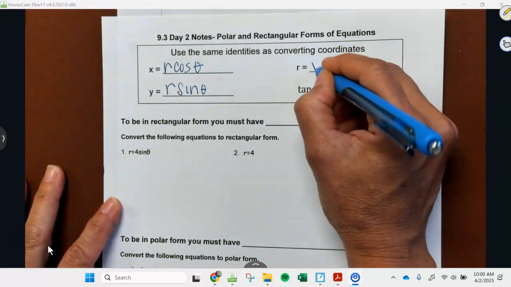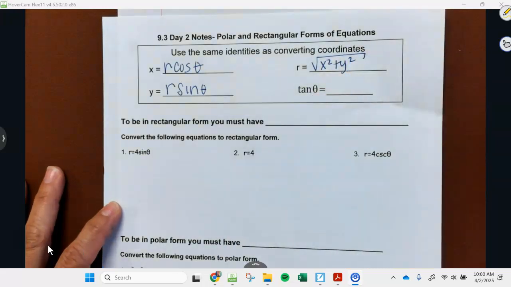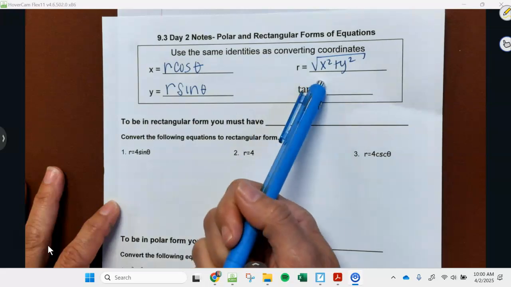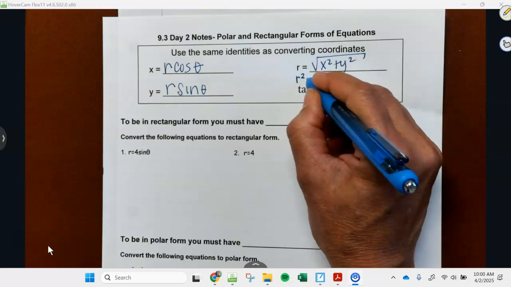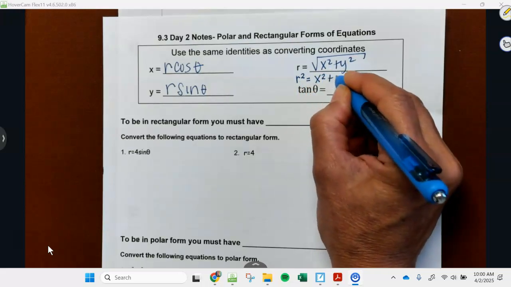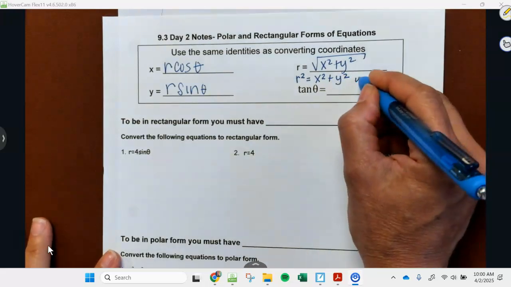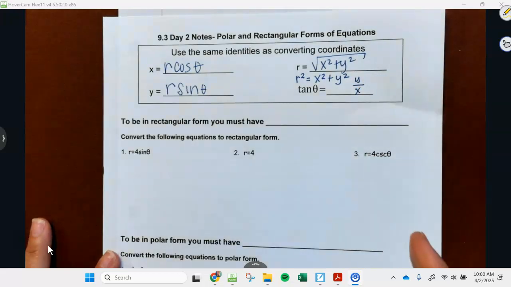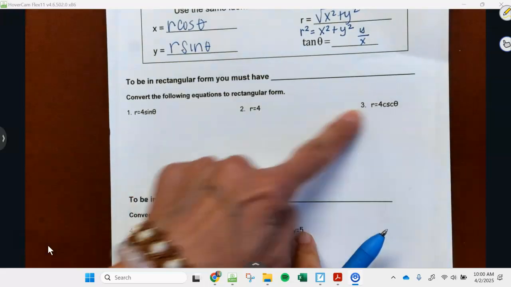Remember to find r, it is the square root of x squared plus y squared. But when we're writing equations, guys, we can't write x and y under a root. So please write this down because this is the format that we're going to use a lot for equations. So if r has a square root, r squared does not have a square root. That's very important for us. And then tangent is the same as it was yesterday. It's y over x.